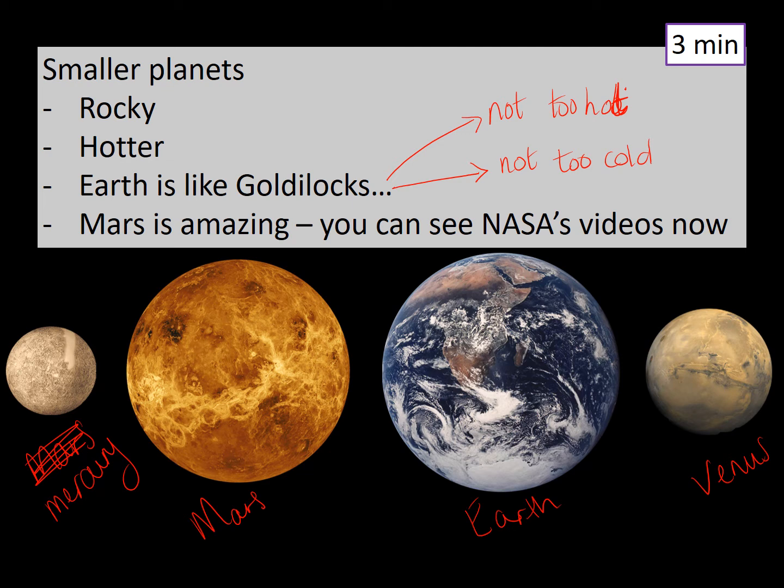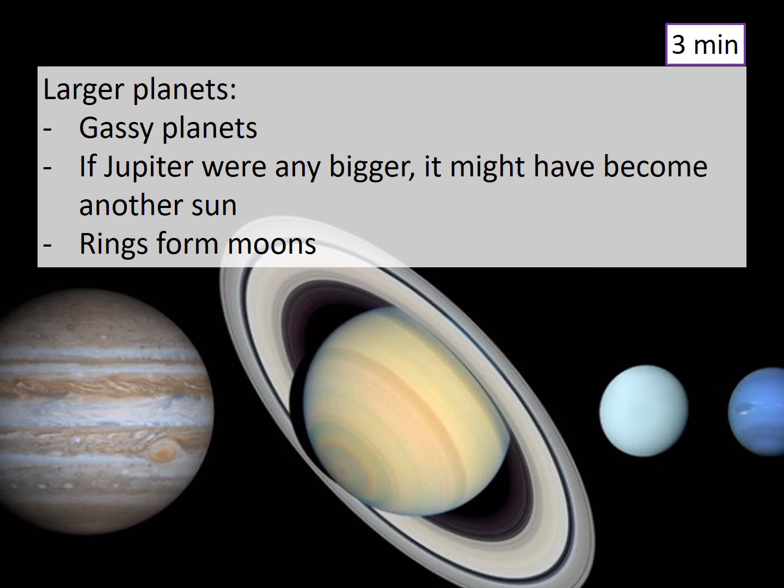You can see NASA's video now of the probe that landed on the surface of Mars. It looks kind of like a desert, but it's very, very cool to know that we have now got a probe on the surface of Mars. So I have put a link in class charts for you if you want to have a look at that video. Okay, so now let's go on to the larger planets.